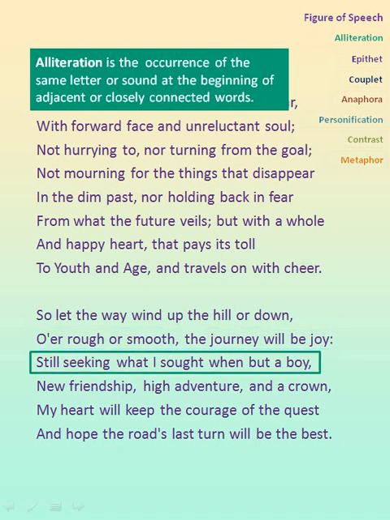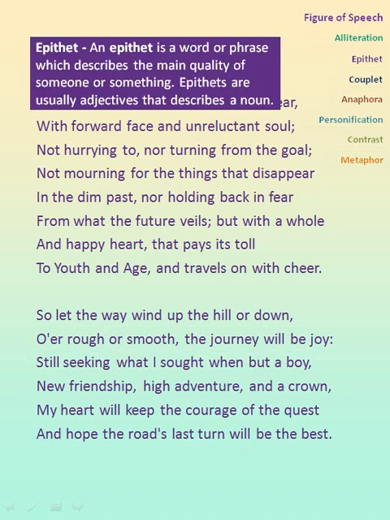In the line, still seeking what I sought when but a boy, the first two words, still and seeking, are alliterated. Both begin with the same consonant letter S. Now let us see the next figure of speech, epithet. An epithet is a word or phrase which describes the main quality of someone or something. Epithets are usually adjectives that describe a noun.